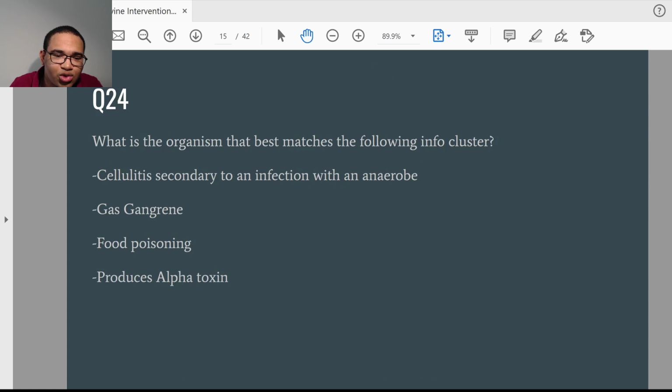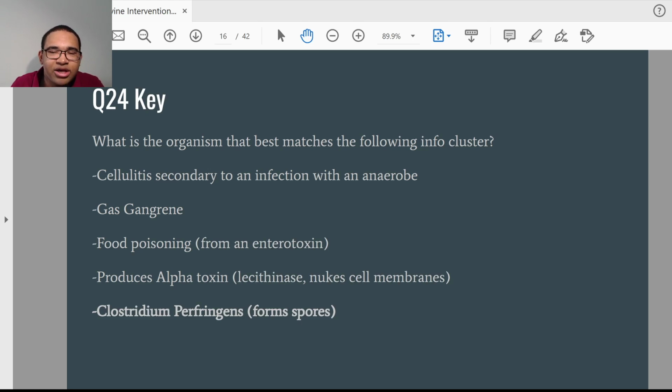Okay, now, next one. What is the organism that best matches the following info cluster? Cellulitis is secondary to an infection with an anaerobe, gas gangrene, food poisoning, produces alpha toxin. This is Clostridium perfringens, right? Causes gas gangrene. So if they give you a question about a person that has fever and they tell you about the person having crepitus, you really want to think about C. perfringens on your exam. Remember, it produces alpha toxin. Alpha toxin is a lecithinase, right? So it basically chops up cell membranes. Okay. So let's keep going.